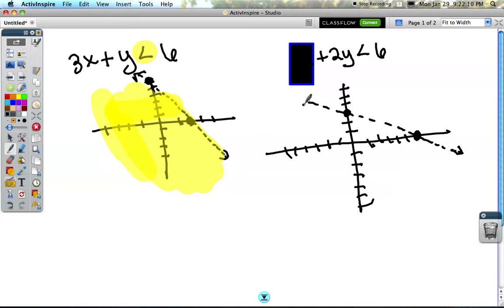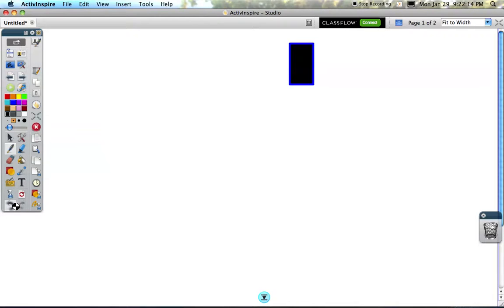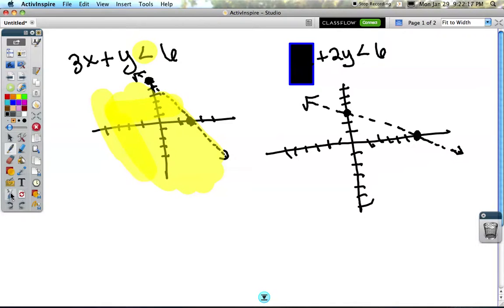Okay. Now, I'm going to put my pencil on the line. What's the first variable I see? X. X runs left and right. I'm wanting the values that are less than. So which side? The left side.